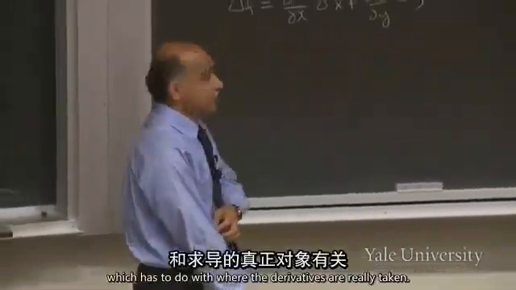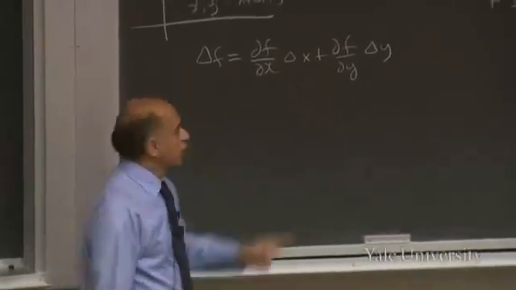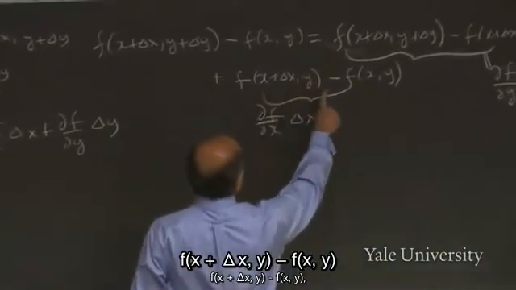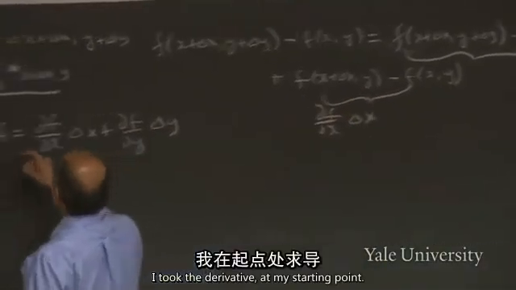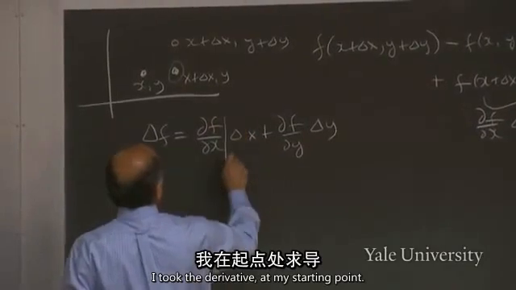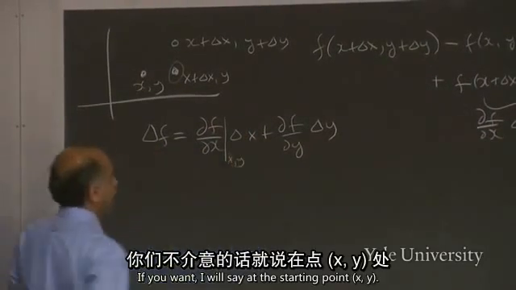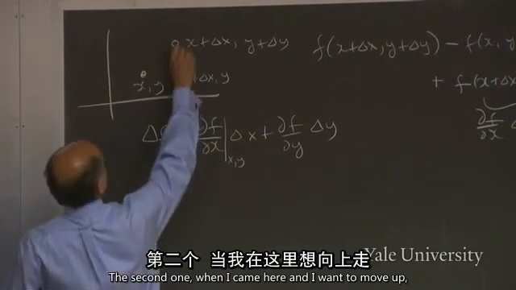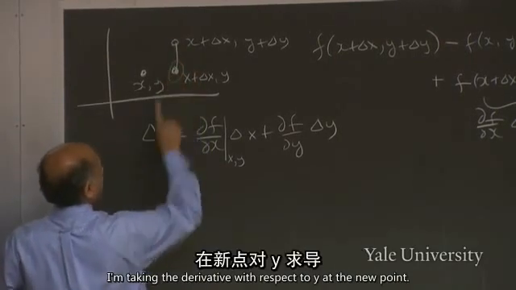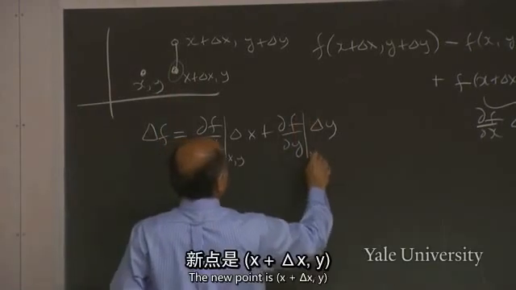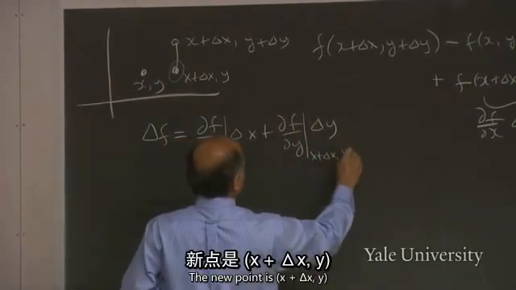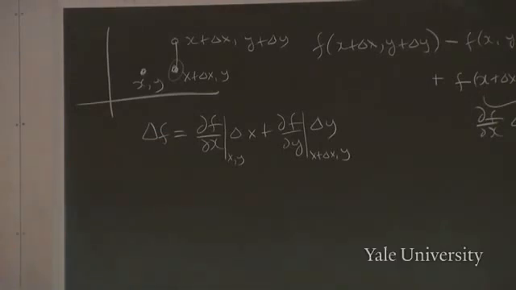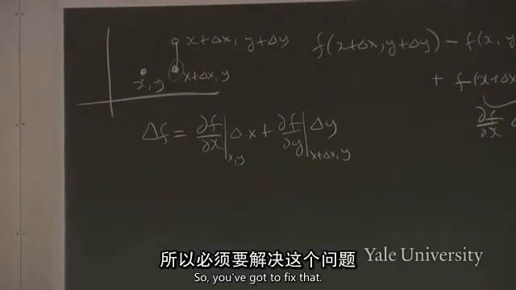which has to do with where the derivatives are really taken. For the term here, f of x plus delta x, y minus f of xy, I took the derivative at my starting point. If you want, I will say it's at the starting point xy. In the second one, when I came here and I want to move up, I'm taking the derivative with respect to y at the new point. The new point is at x plus delta x, comma y. So derivatives are not quite taken at the same point. So you got to fix that.